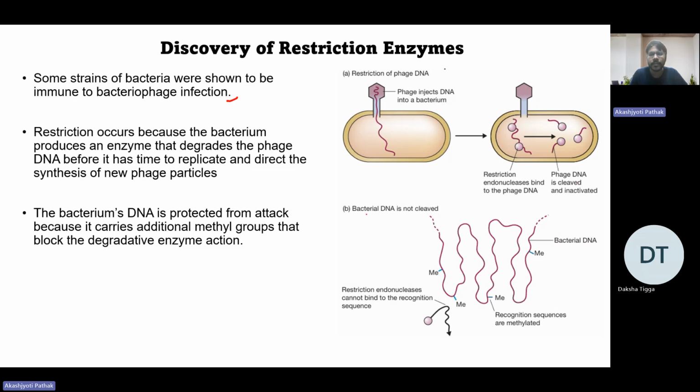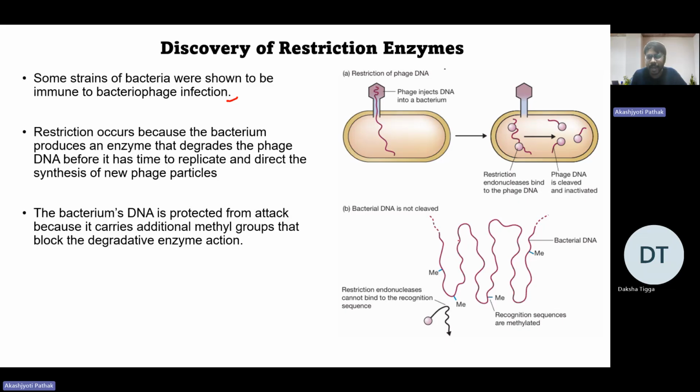The question was that if these restriction endonucleases are present in the bacteria and are cleaving the viral DNA, why are they not cleaving its own DNA? So it was found that these restriction endonucleases are sequence specific. They can recognize particular sequences, and in the bacterial DNA, some of the nucleotides in those sequences are methylated.